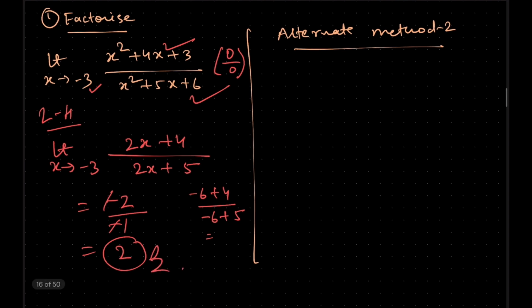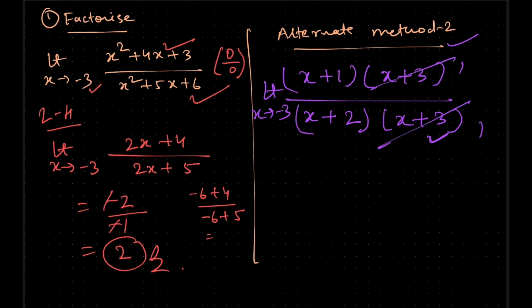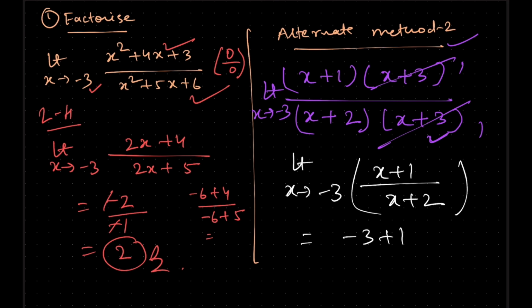We will see one more method, the factorization method. If we factorize the numerator, it is x plus 1 into x plus 3, and the denominator is x plus 2 times x plus 3. This common part was responsible for our indeterminacy, so we just cancel it. Now you are left with only x plus 1 by x plus 2. Now just put the value: minus 3 plus 1 by minus 3 plus 2. We get minus 2 by minus 1, so minus 1 will be cancelled, and you get 2 as the answer.